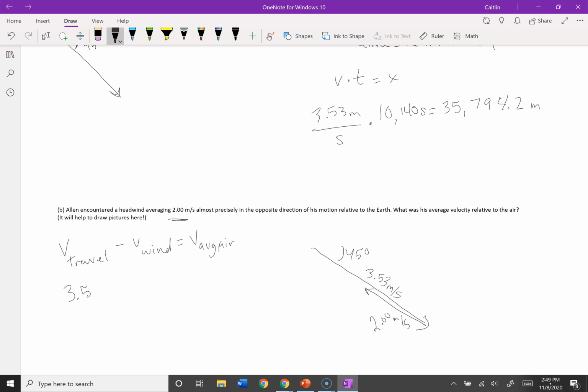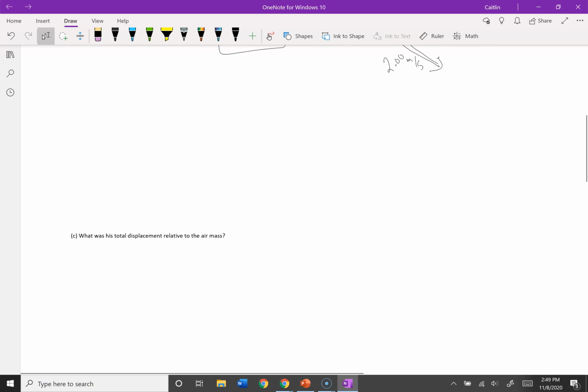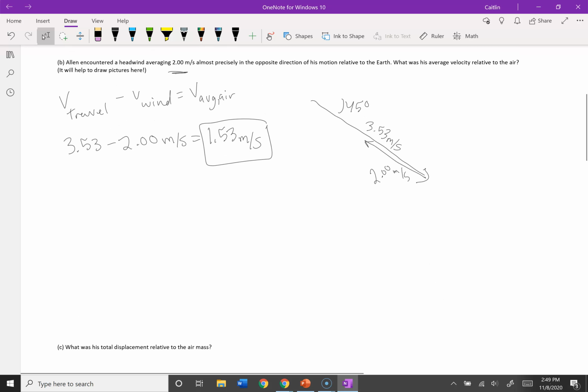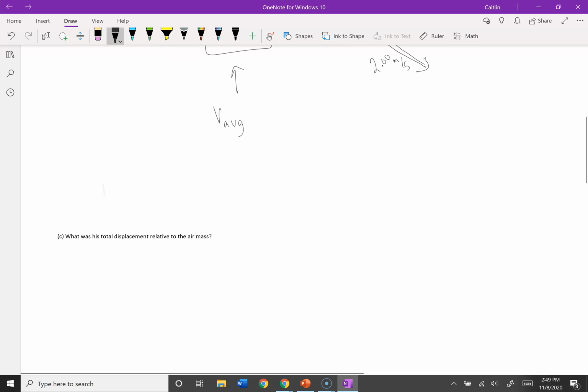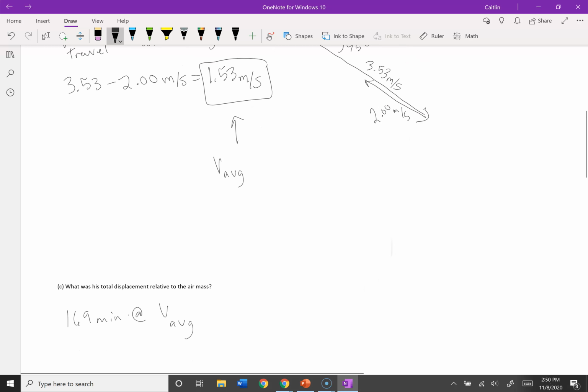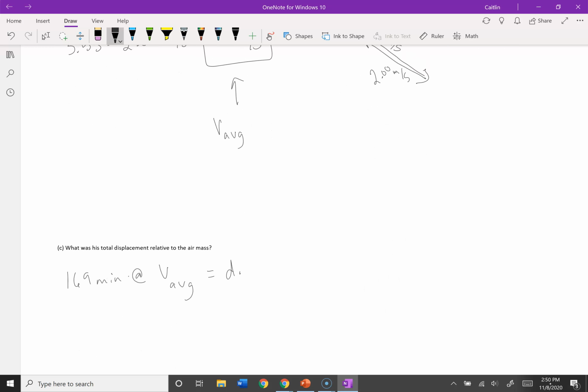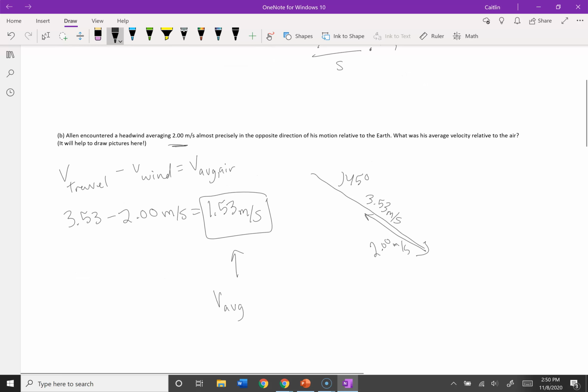And for us, that means we're going to do 3.53 minus 2.00 meters per second. That'll get us 1.53 meters per second, which is his relative average velocity when it comes to the air. The last one says, what is his total displacement? So if this is the average velocity he actually travels at, then we want to know in 169 minutes at the average speed, which takes into account the wind that we're told about, how far did he actually go. So we're going to use our average speed that we just calculated to determine this.